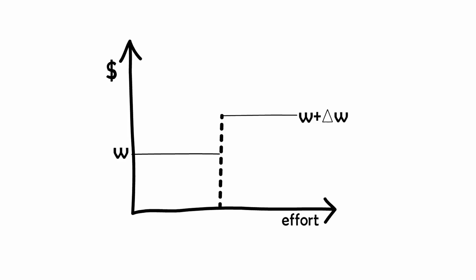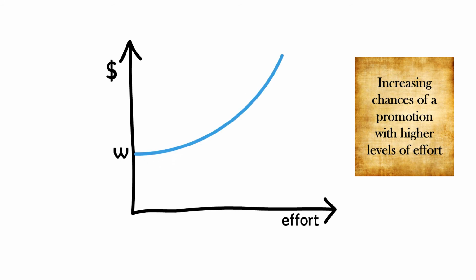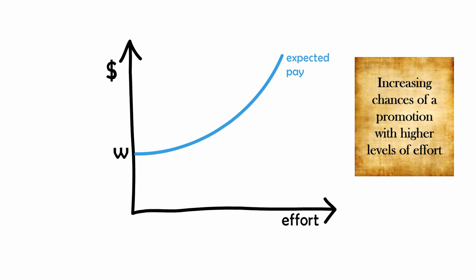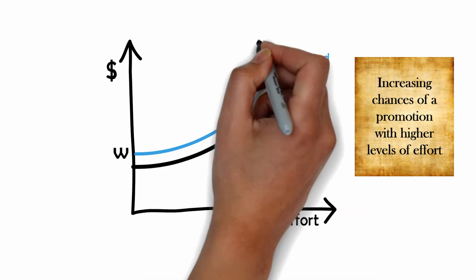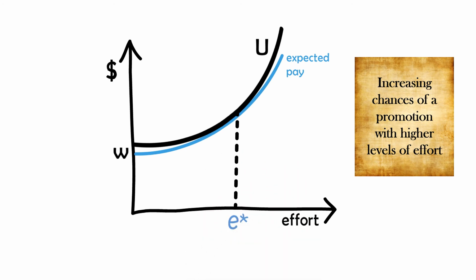But we can make this more nuanced by instead thinking that the worker faces an increasing probability of a promotion as she exerts more effort. In other words, we can replace the guaranteed pay schedule with an expected pay curve that reflects higher expected income at higher levels of effort due to greater chances of a promotion with more effort. As always, the worker's optimal effort depends on their trade-off between income and the disutility of work, so we can add a representative indifference curve, and then the optimal effort is where they can achieve the highest level of utility. Under the right circumstances, the chance of a promotion can motivate additional effort. In other words, a promotion can be an incentive device.